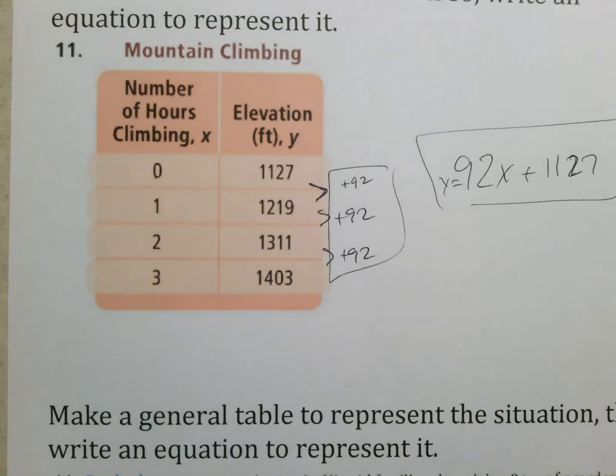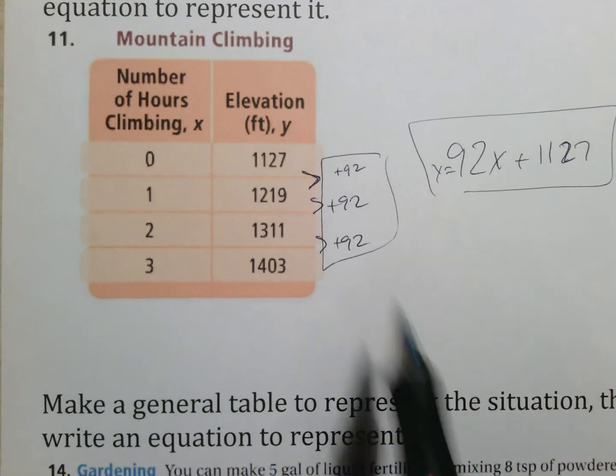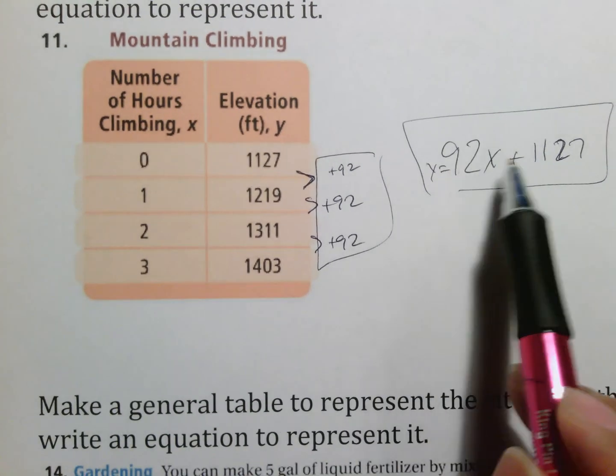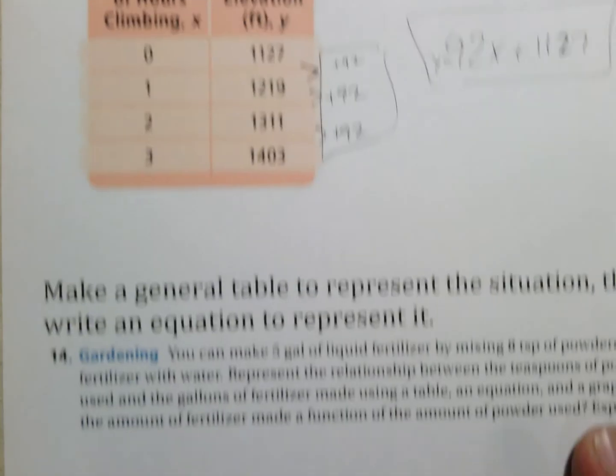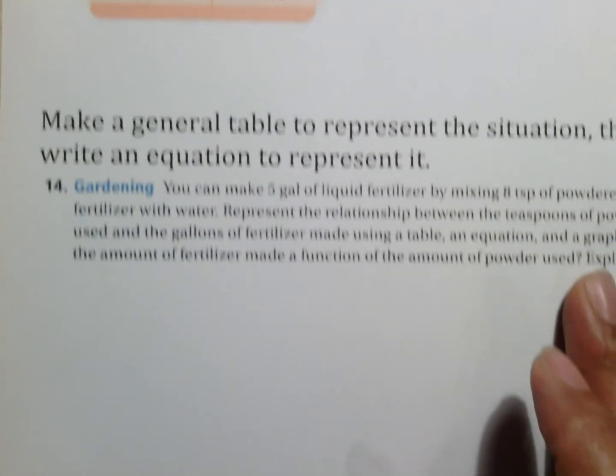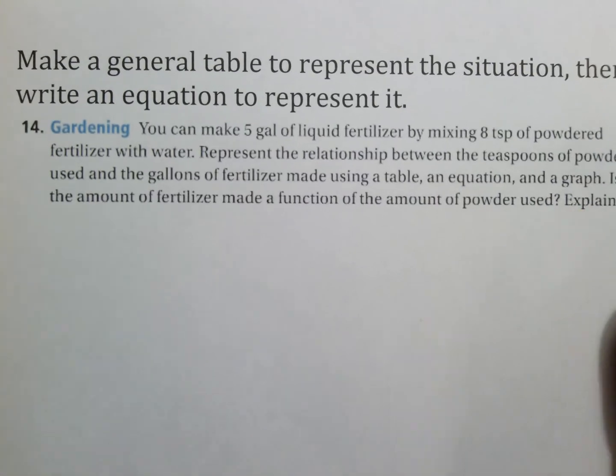So again, once you have the general idea of how to take the rate of change number and attach it to x, and then find your adjustment number, it's really not that bad of a section. Last one says make a general table to represent the situation, then write an equation to represent it.